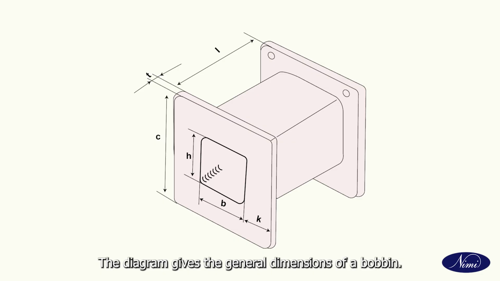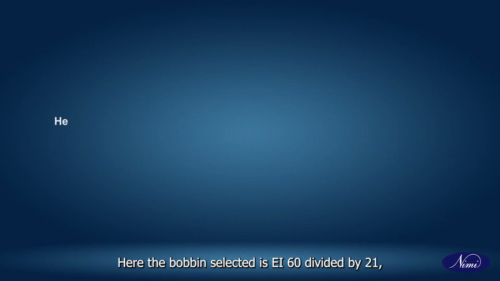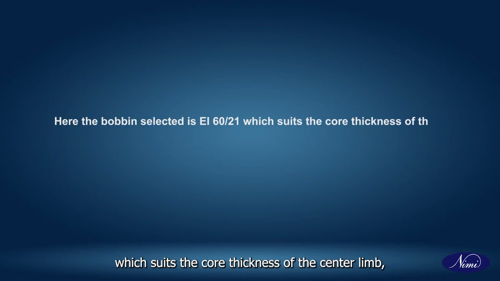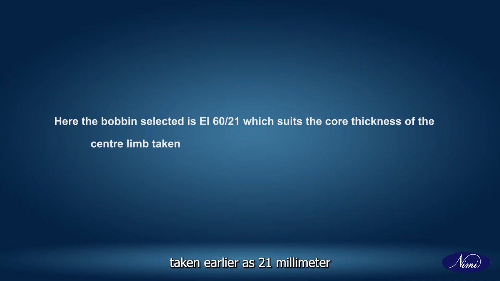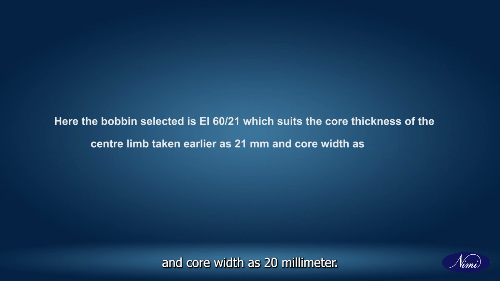Step 7. The diagram gives the general dimensions of a bobbin. Here the bobbin selected is EI 60 divided by 21, which suits the core thickness of the center limb taken earlier as 21 millimeter and core width as 20 millimeter.